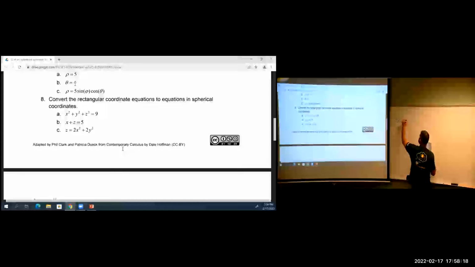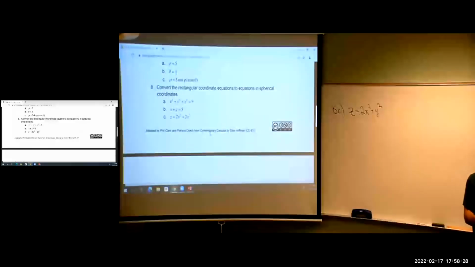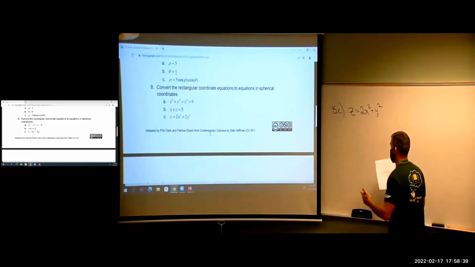So z equals 2x squared plus y squared, and we have to convert this over to spherical. Now it would have been nice if it was plus 2z squared, it would have made things really easy. Unfortunately, we don't have that, so we're just going to use the transformations.